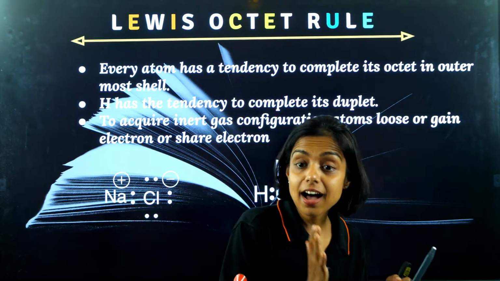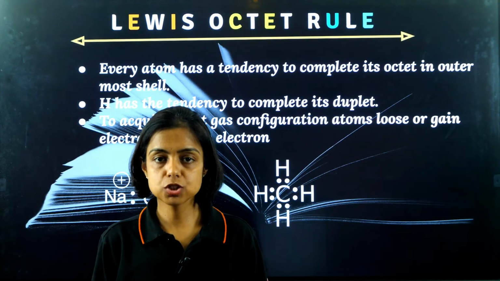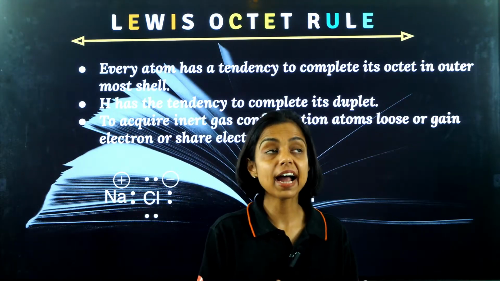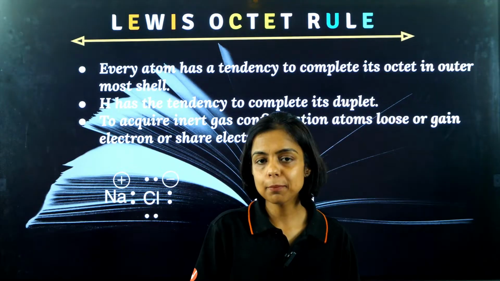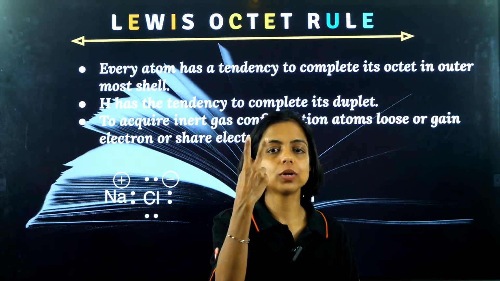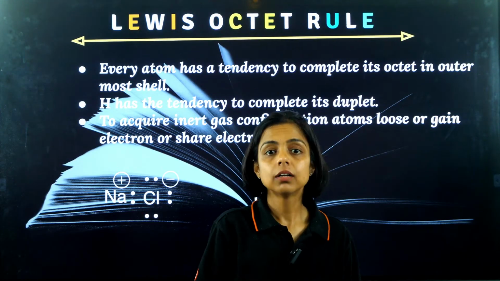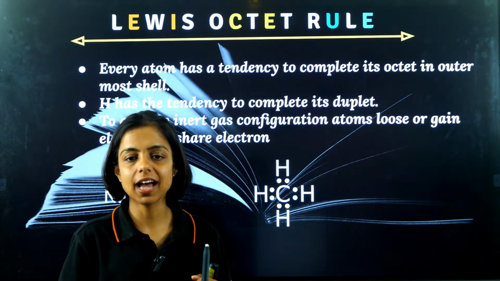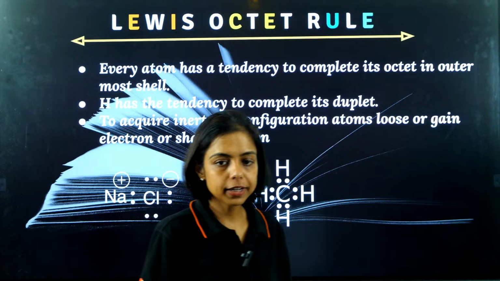So they are making a bond just to complete their octet. And if it is hydrogen, why hydrogen? Because hydrogen just has the first shell, and the first shell can accommodate a maximum of 2 electrons. That means your hydrogen will have a complete duplet. Duplet means 2 electrons.